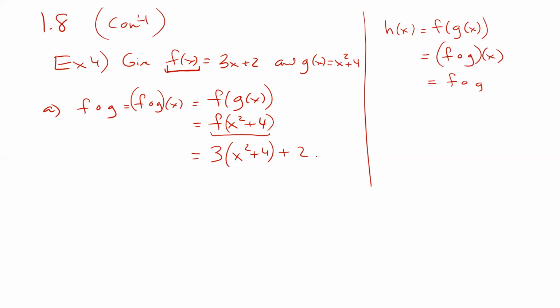Cool. And then just simplify it, and that's it. So we're going to multiply the 3 in. So 3x squared plus 12 plus 2, and eventually 3x squared plus 14. Done. So that is a faster process than squaring a number, adding four, and when you're done with that, tripling the number, then adding two. This one, we're going to square the number, multiply by three, add 14, and you're done. So it lowers your operation.